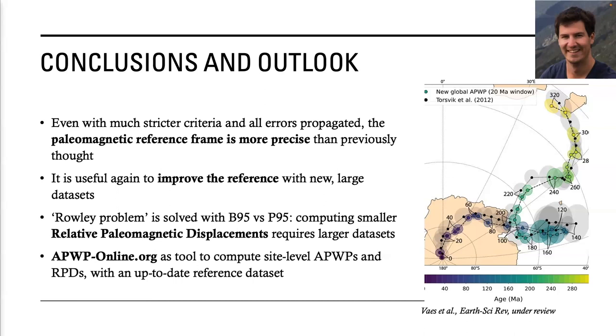For paleoclimate models, it's fine, use the A95. Okay, you can change it a bit, but the way we go into the field, we collect one set of samples from the Himalaya. We say there's a 10 degree difference, therefore there's 1,000 kilometers of motion. That doesn't work this way.